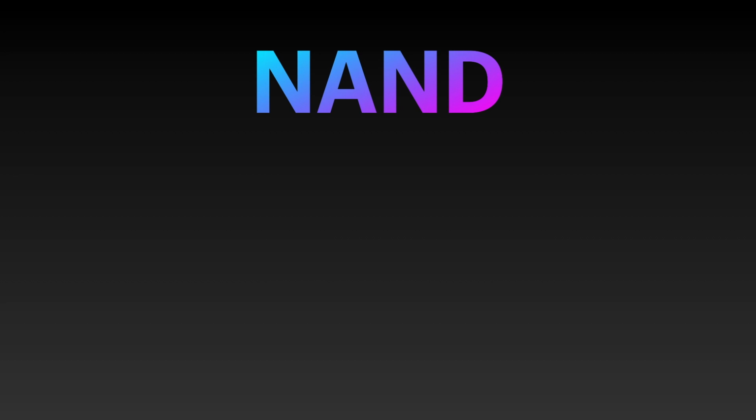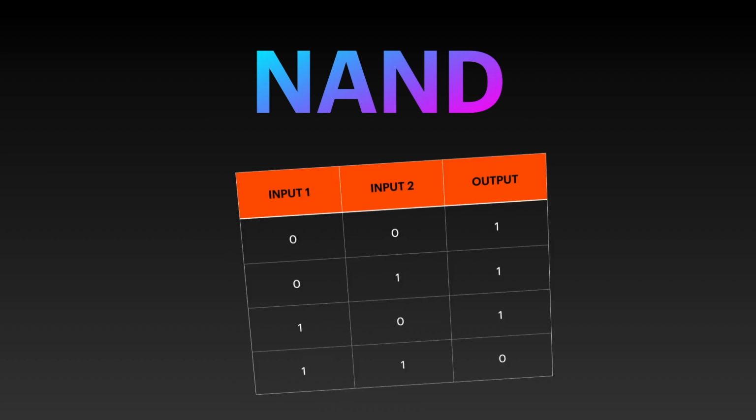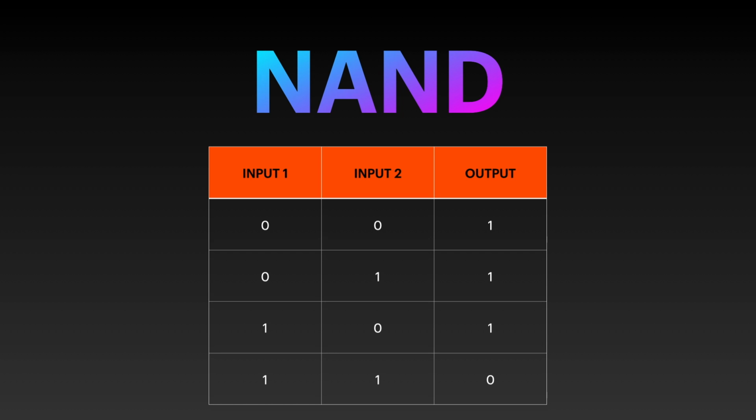The NAND gate likes it when there are zeros in it. So basically it's the opposite of the AND gate. NAND means not AND. So literally it takes the outputs and then nots them, or I guess reverses them. So a 0 gets turned into a 1, and a 1 gets turned into a 0.